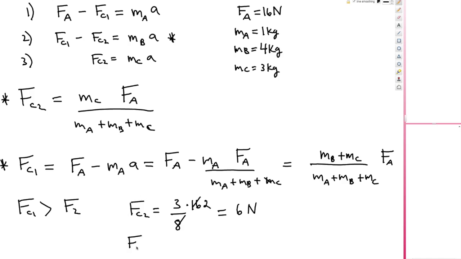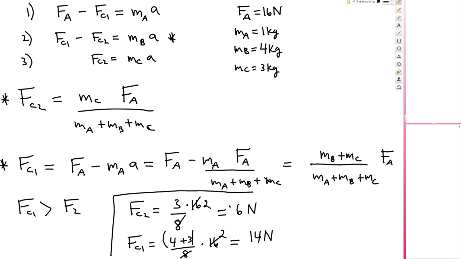And the first one, FC1, again, just substitute the numbers here. What do we get? We get 4 plus 3 over 8 times 16 newtons. Simplify that a little bit. What do we get? 7 times 2, 14 newtons. Okay. So there you have it, folks. Here are the contact forces acting on the blocks. And we also had that the acceleration of the three blocks was 2 meters per second squared.